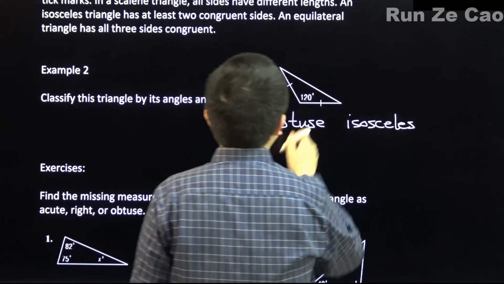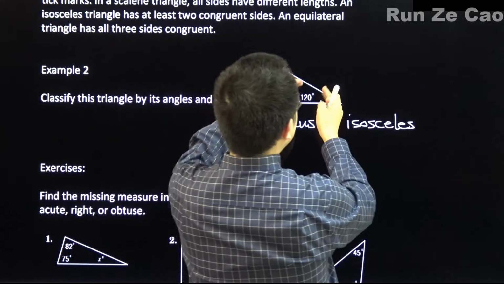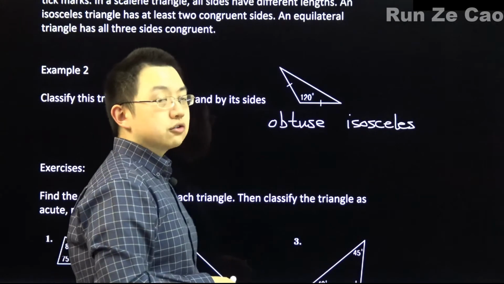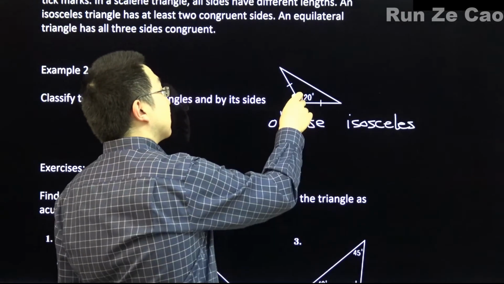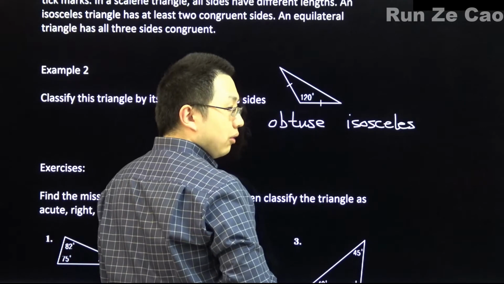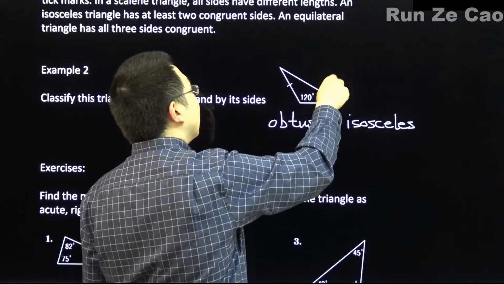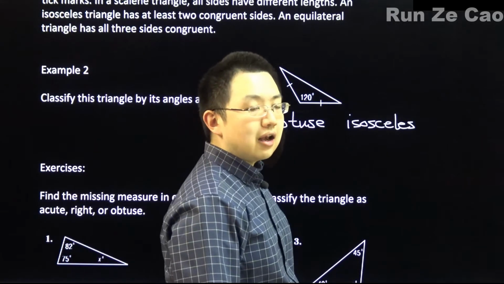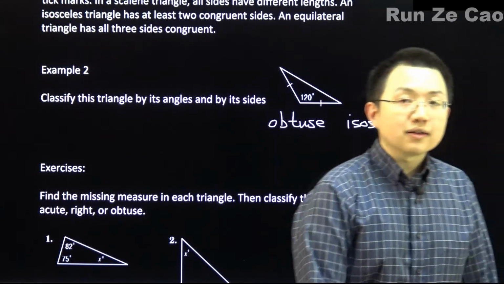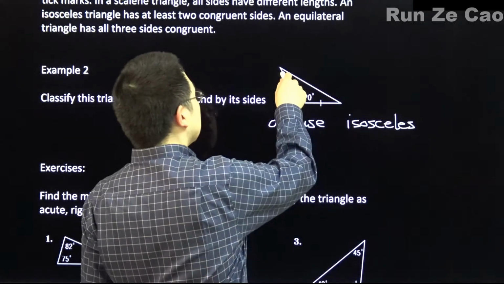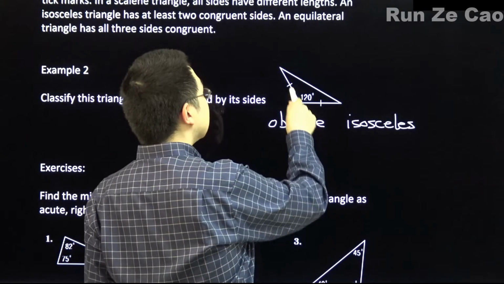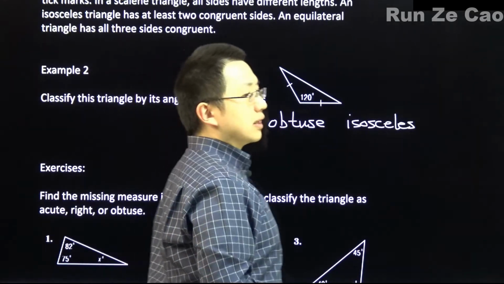Now, if this had been 60 degrees and then it said it was isosceles, then it would have been equilateral, because an equilateral triangle has 60 degrees and the two neighboring sides equal, which happens to make all the angles 60 degrees and all the sides equal. Because an isosceles triangle has the two equal angles at the ends of the equal legs.